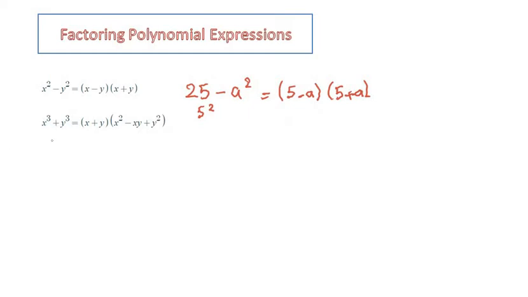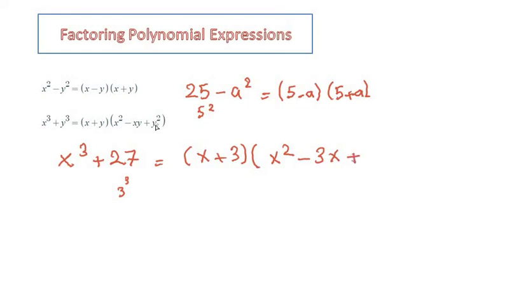Now, for the sum of two cubes, x cubed plus y cubed, this is x plus y times x squared minus xy plus y squared. For example, if you have x cubed plus 27, this is x cubed and this is 3 cubed. This is going to be x plus 3 times, let's apply the rule, x squared minus xy, which is x times 3 or 3x, plus y squared or 3 squared, and that's 9.